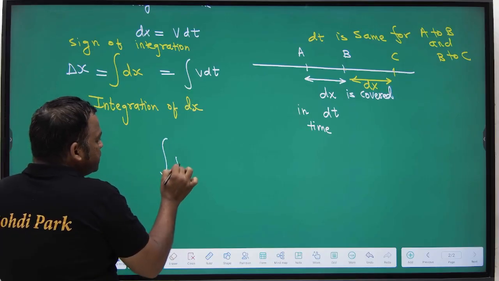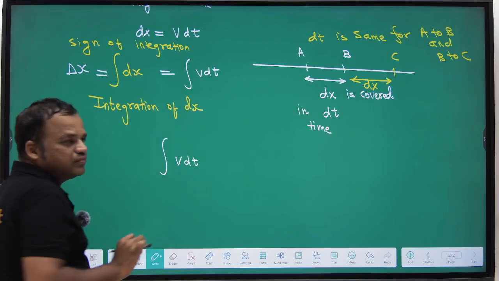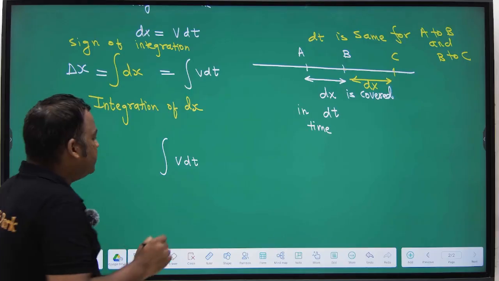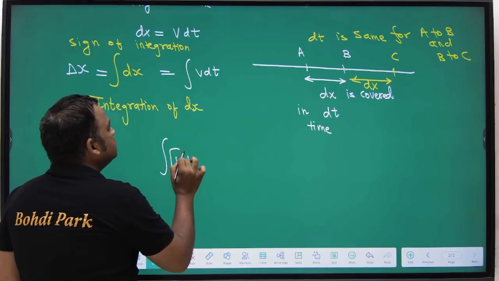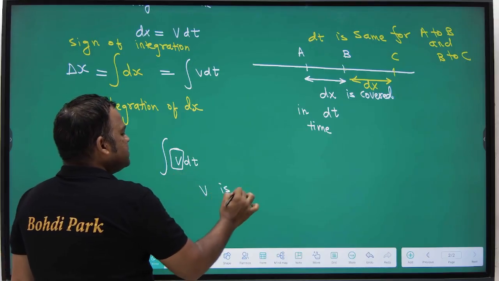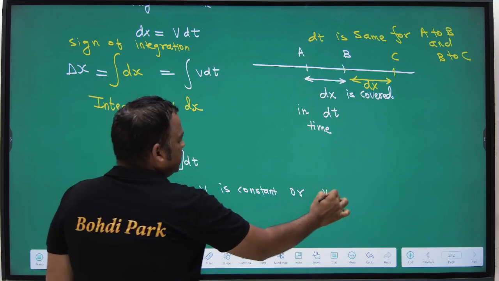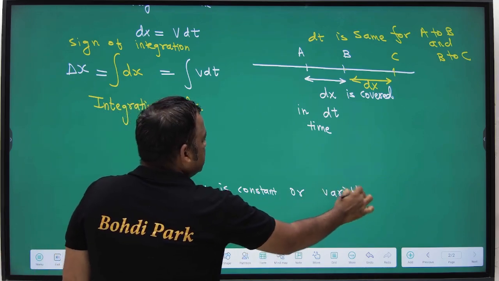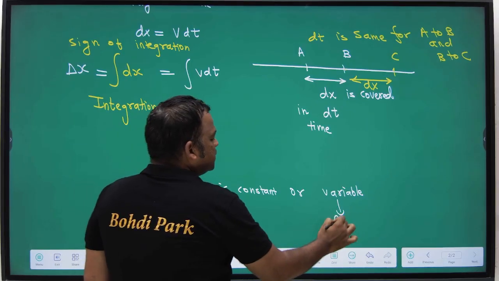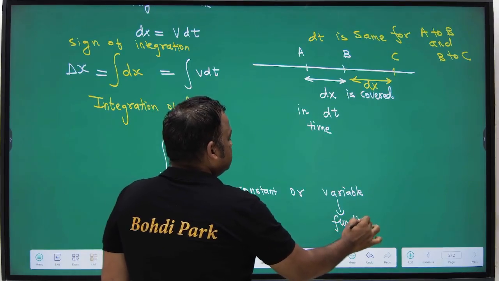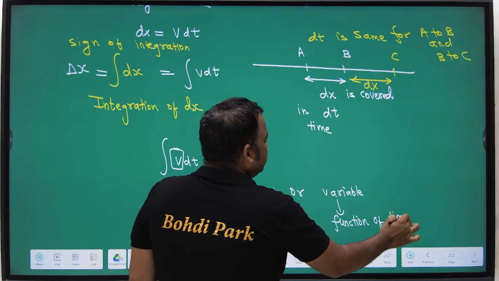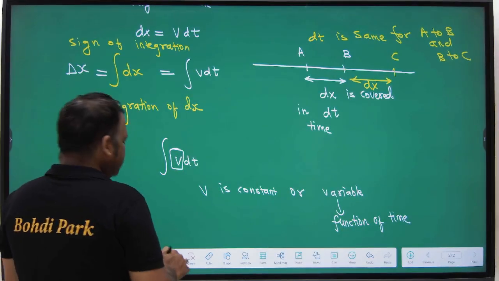The integration of v dt depends on what is v. V is constant or variable. Variable means function of time. If v is constant, then we call it uniform motion.